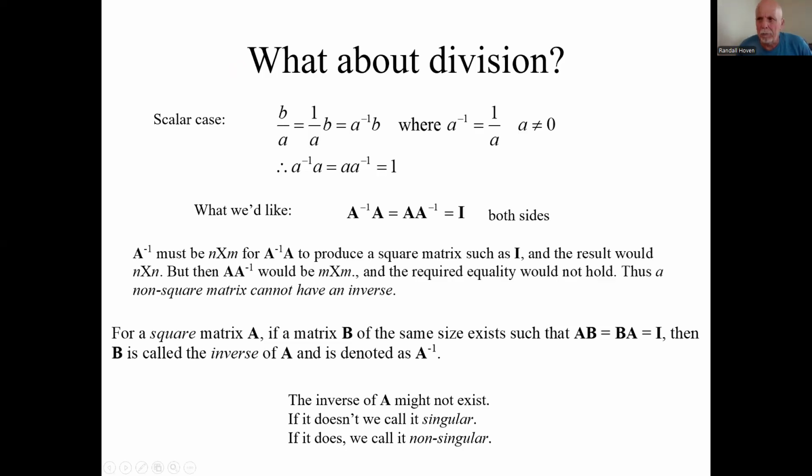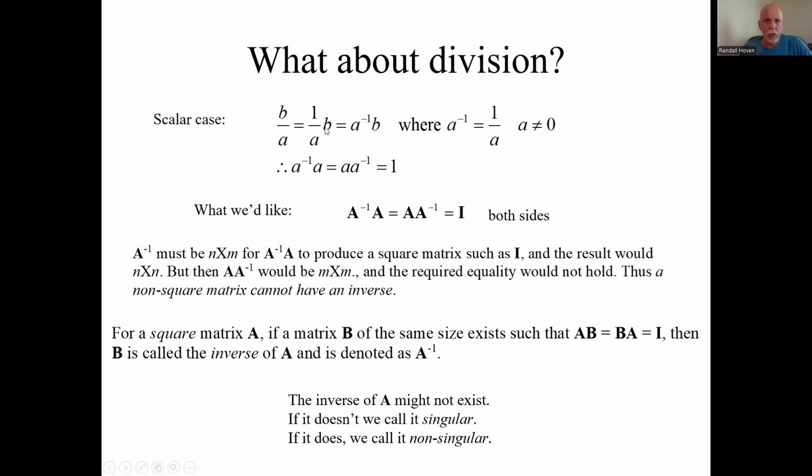So we've talked about pretty much every other arithmetic operation involving matrices except division. So let's talk about that now. First, let's look at scalars. I'll say b divided by a. And I'll start out and say, we'll assume a is not equal to 0, so I can make that division.